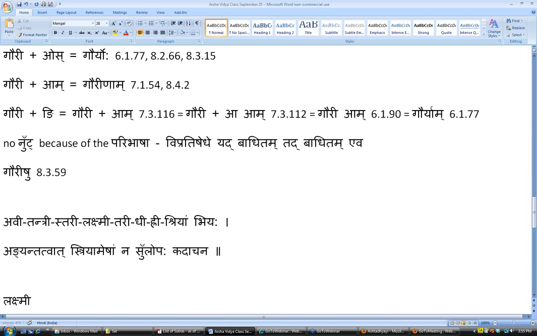Only thing is that when you look at Lakshmi plus the Prathama Ekavachanam, Lakshmi plus Sau, here you can only do the Upadeshe Ajanunasika, and then you cannot apply 6.1.68. You can only use Sasajusho Ruh and the Kharavasanayor Visarjaniyah, and we get the form Lakshmih, Lakshmih. So we have to use only 1.3.2, that's Lopah, and then 8.2.66 and 8.3.15. The important thing is that there is no 6.1.68, because there is no Ni pratyaya. So this is the only difference between these 9 words and Gauri.